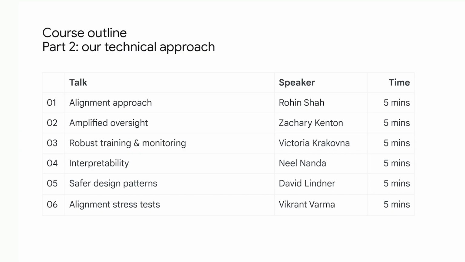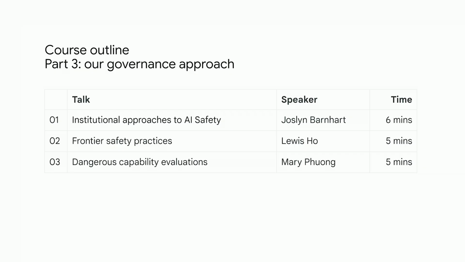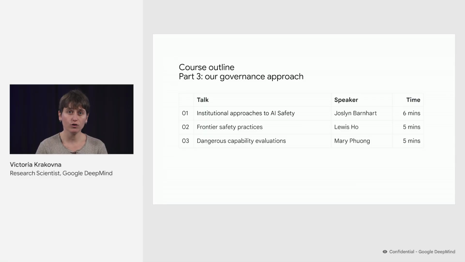And in part 2, we'll cover our technical approach to the alignment problem. We'll start with a talk about the overall approach and then cover different components of the approach in separate talks. So you can go through these in any order you like. And then in part 3, we'll cover our internal approach to AI governance, starting from a high-level overview and then going into specific governance practices.